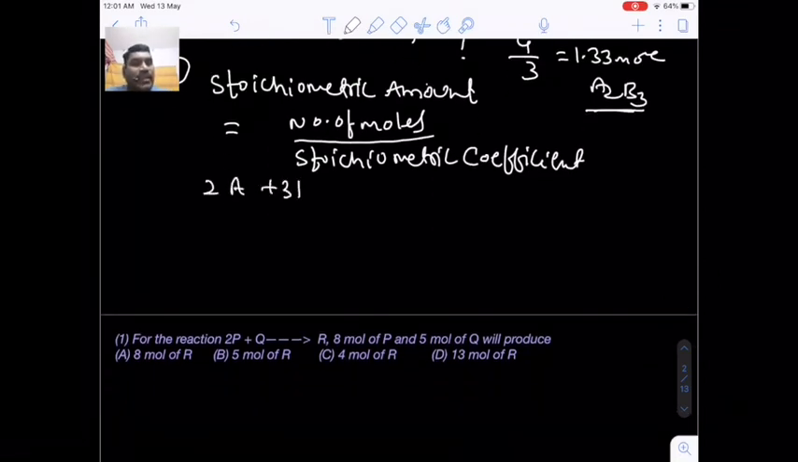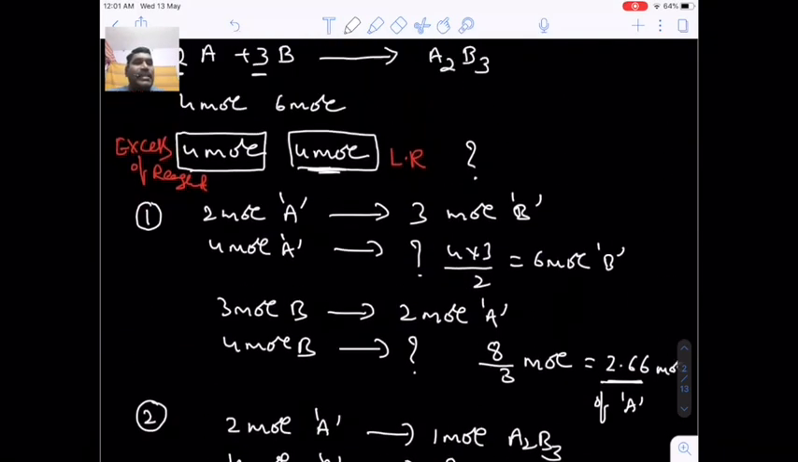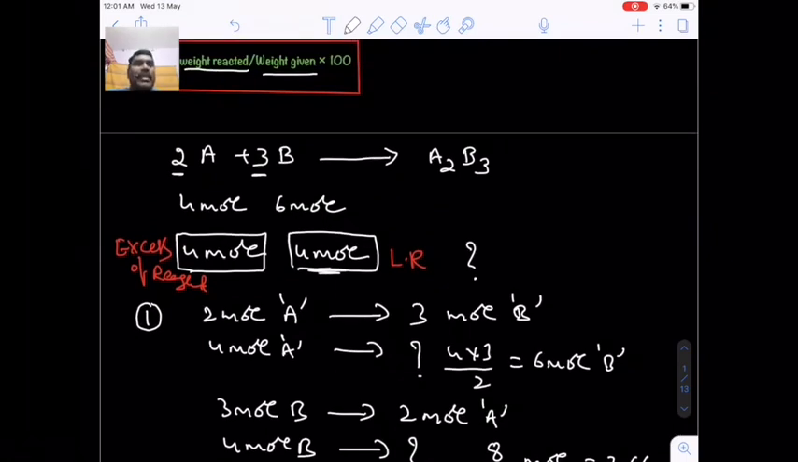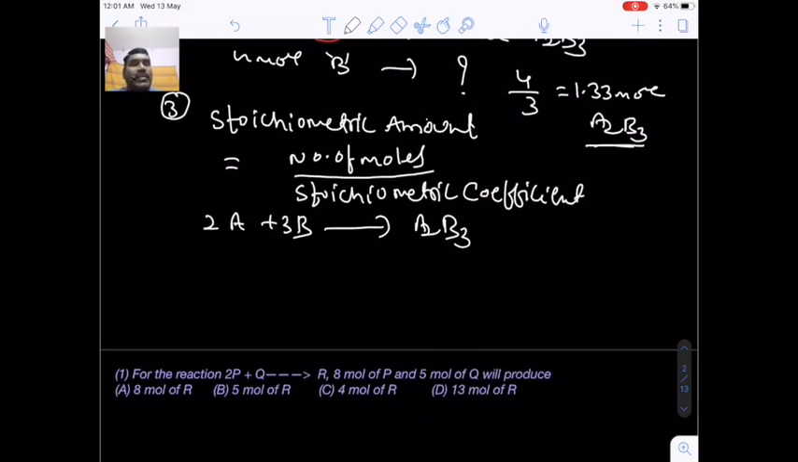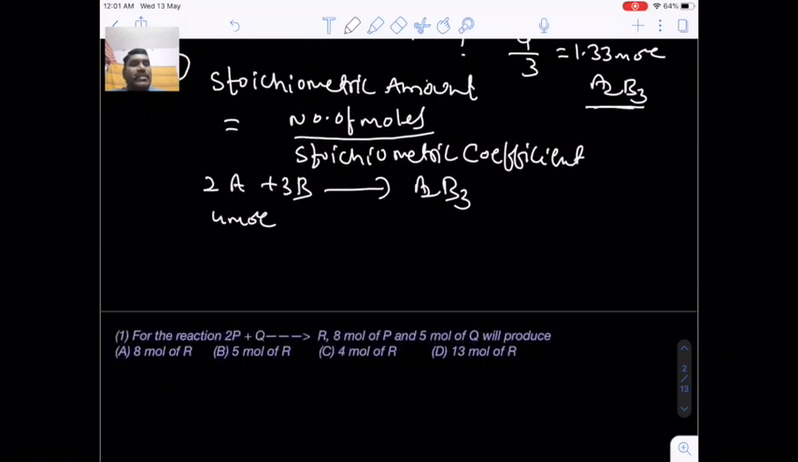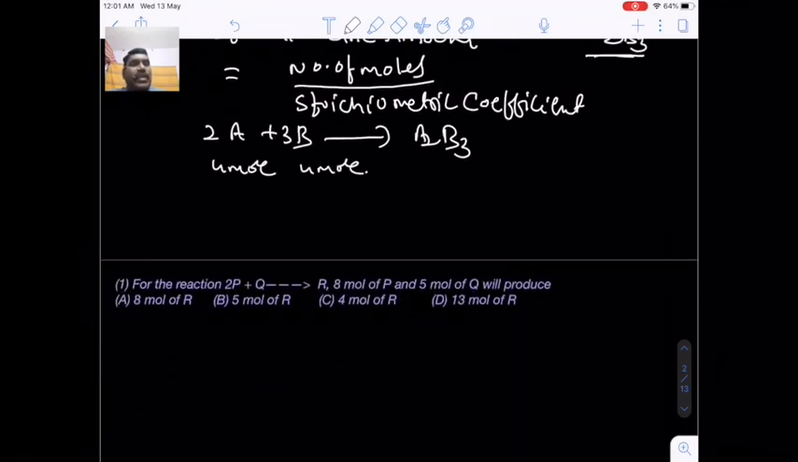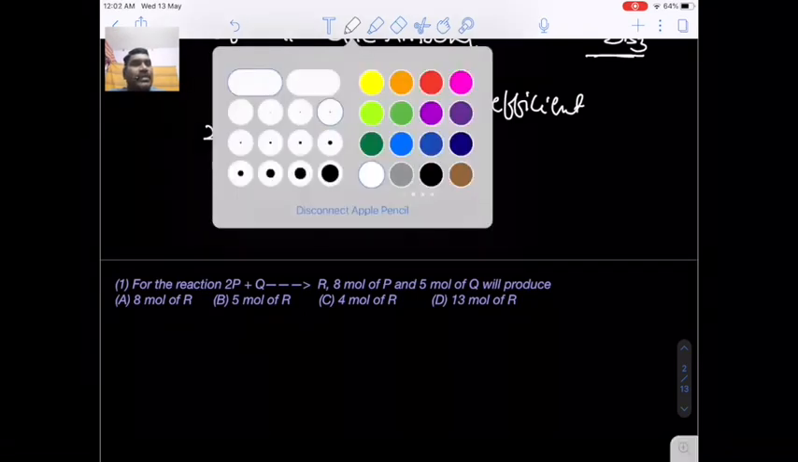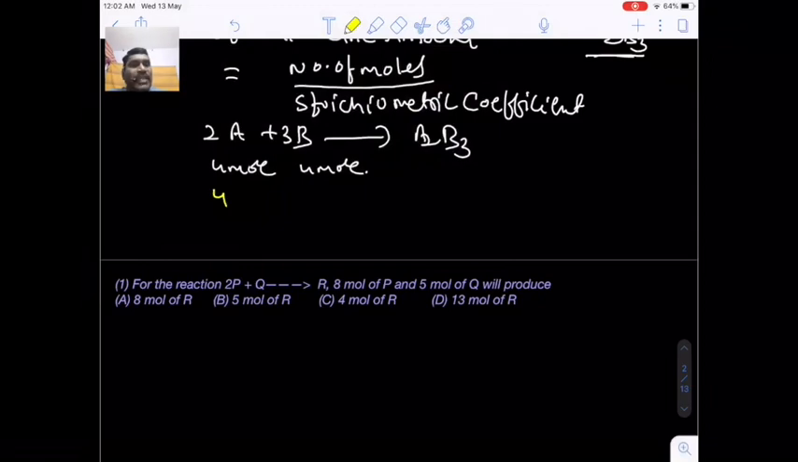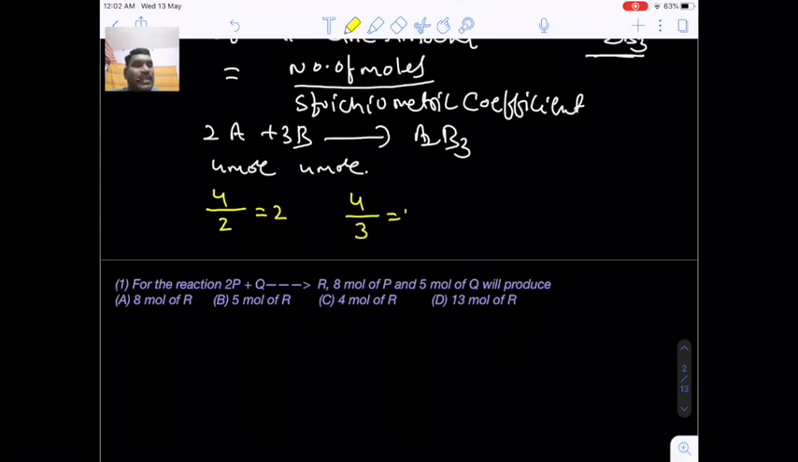2A plus 3B gives A2B3. This is the equation given to you. Now here, how many moles of A are given to you? 4 moles. And B is also 4 moles. Now the number of moles given to you is 4 moles. What is the stoichiometry given to you? 2. This will be 4 by 2, which is 2. What about the B? Number of moles of B given to you? 4 moles, and its stoichiometry will be 3, which is 1.33.